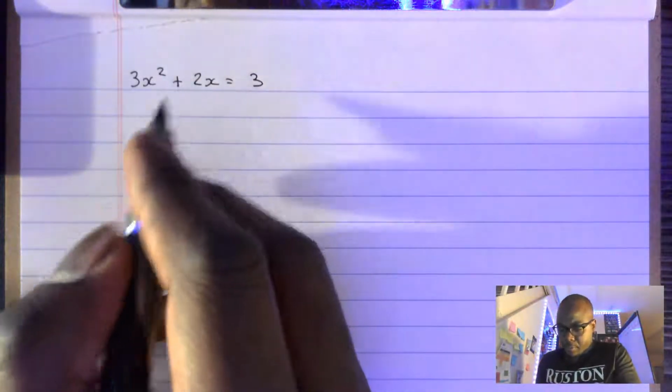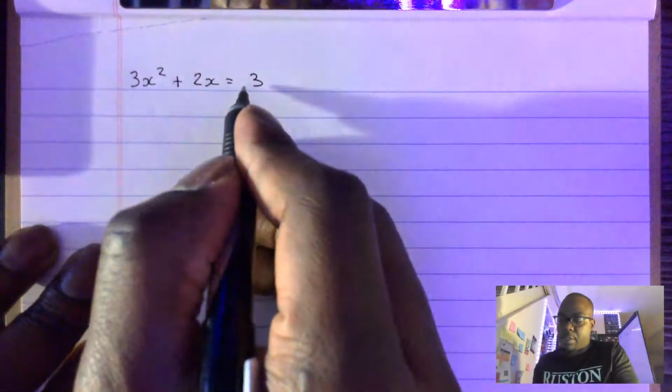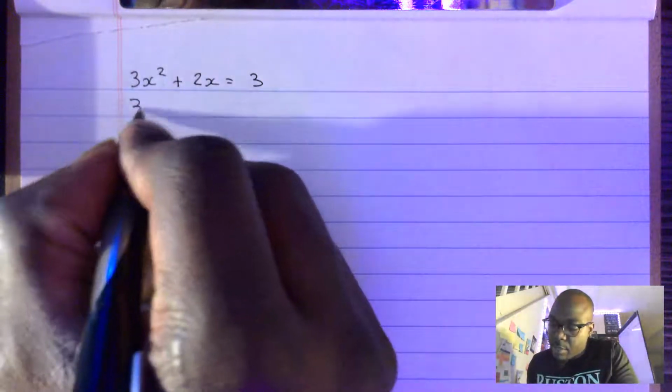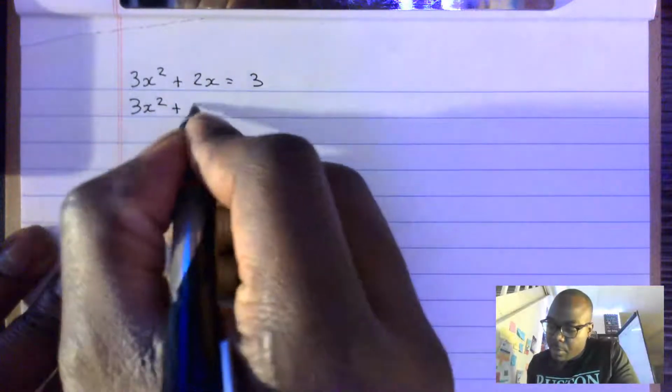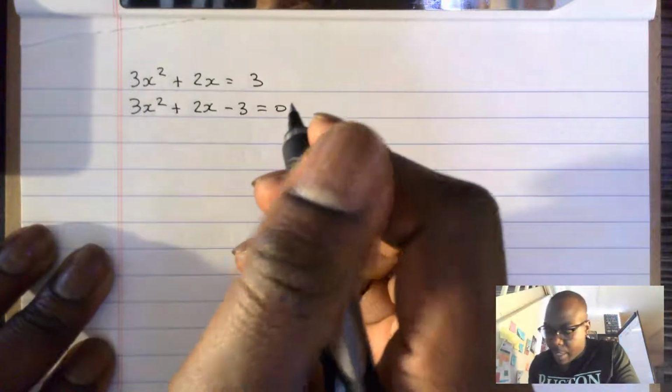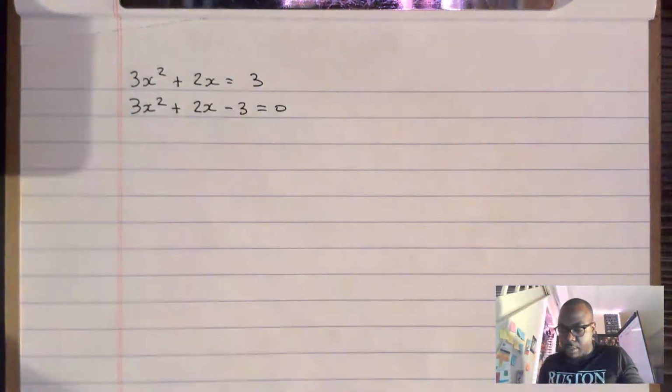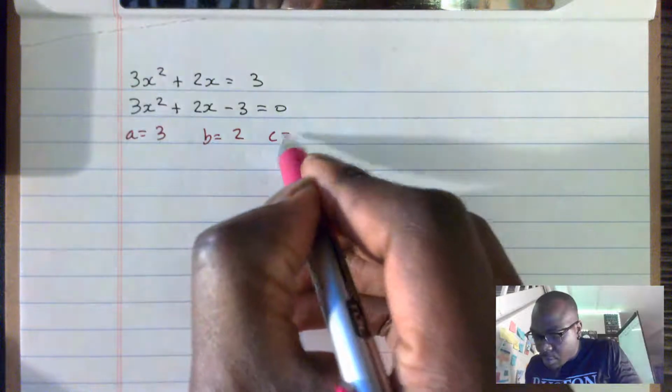So we have our equation, which is 3x squared plus 2x equals 3. Again, the first thing we check is if it's in standard form. No, it's not. So I'm going to write this in standard form by subtracting 3 on both sides. So I get 3x squared plus 2x minus 3 equals 0. Identify my a, b, and c values. a equals 3, b equals 2, and c equals negative 3.